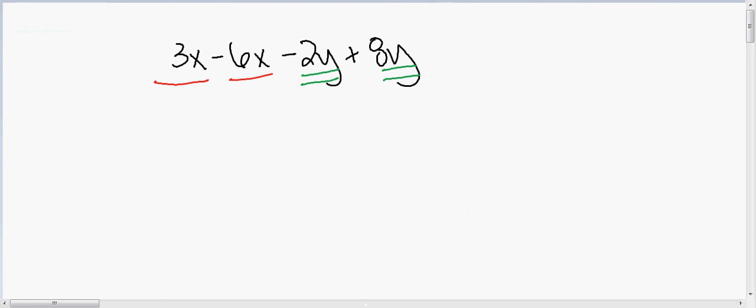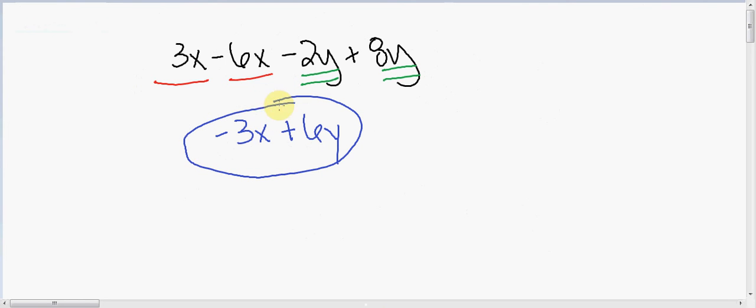So now I want to go ahead and combine my like terms. So I have 3x minus 6x. 3 take away 6 is negative 3. So I have negative 3x. And then I also want to combine my y's. I have negative 2 and a positive 8, which I subtract and get a positive 6y. And that's going to be my answer right there. It's going to be an expression with two terms. I cannot combine these two terms because one has an x, one has a y. They're not like terms. So that's my final answer. I'm going to put my answer in alphabetical order, x and then y.